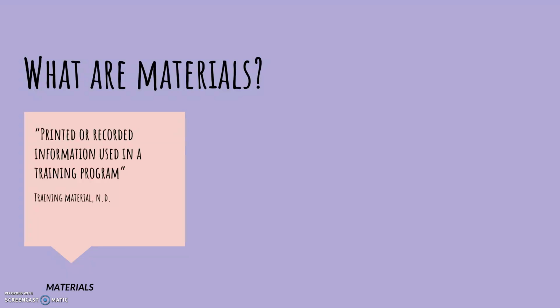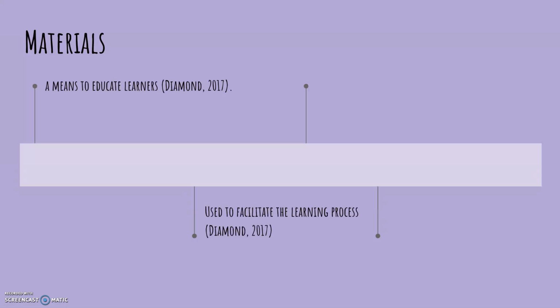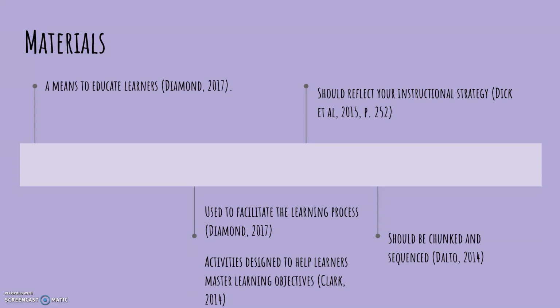What are materials? Simply stated, training materials are printed or recorded information used in a training program. Materials can be viewed as a means to educate learners and facilitate the learning process. They can be activities that are designed to help master learners' learning objectives. They should also reflect your instructional strategy through chunking and sequencing of your learning objectives.